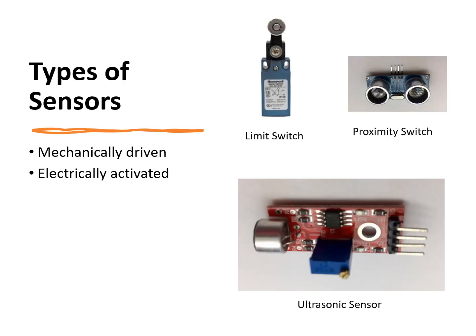There are various types of sensors, ranging from those that are mechanically driven to electrically activated. Limit switches are fundamentally physically driven devices that convert mechanical motion into electrical signals. A limit switch is shown in the figure. Proximity sensors are those that detect the presence of an object without the need for physical contact. A proximity switch is shown in the figure.